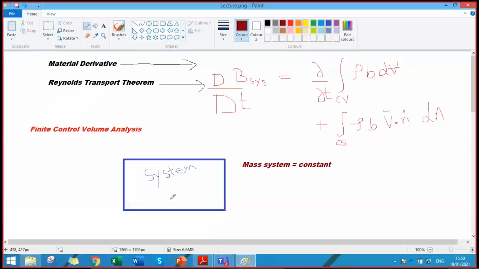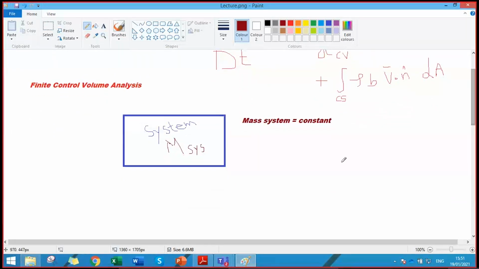If I represent the mass of the system as m system, then with time, what should happen to the mass of the system? It remains constant. Time rate of change of the mass of the system would be equal to 0. That is, d by dt of the system mass is equal to 0. What is it representing?